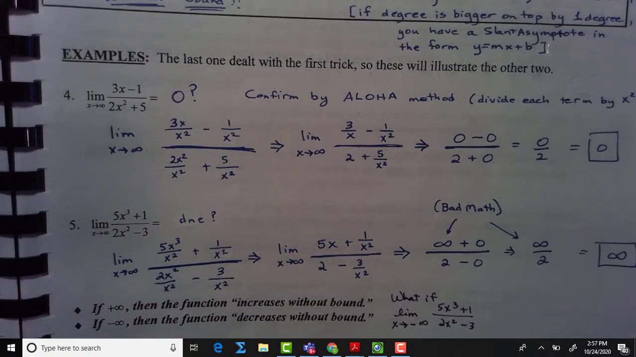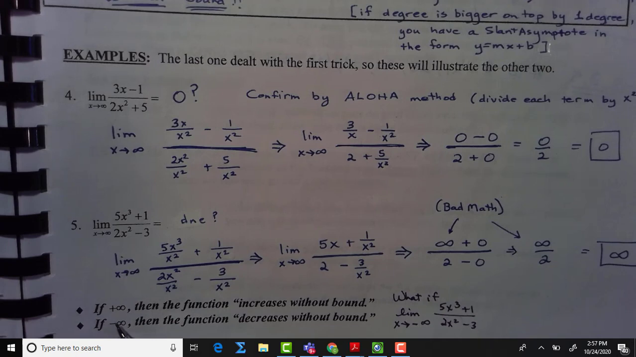And remember how we write it. If our limit is positive infinity, we say our function is increasing without bound. If it's negative infinity, then we say our function decreases without bound. So what do you think happens if the limit as x goes to negative infinity on this function? What is happening? Well, I would have negative infinity over 2, so negative infinity. So we're going to negative infinity for my y values as x approaches negative infinity.